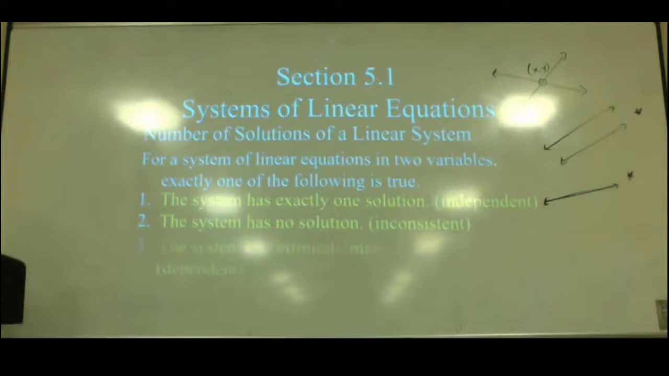And then the last one, the system has infinitely many solutions because every point on one line is a point on the other line, so it has infinitely many solutions. That is called a dependent system. So independent and dependent, there will be solutions. Independent only has one solution. Dependent has infinitely many solutions.